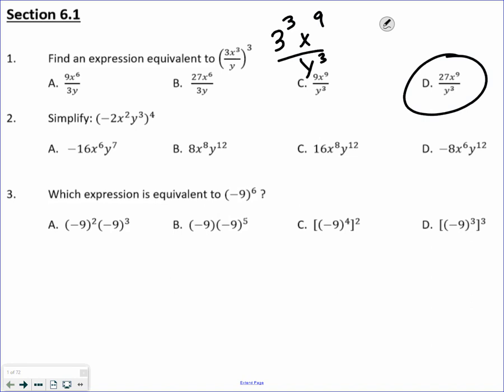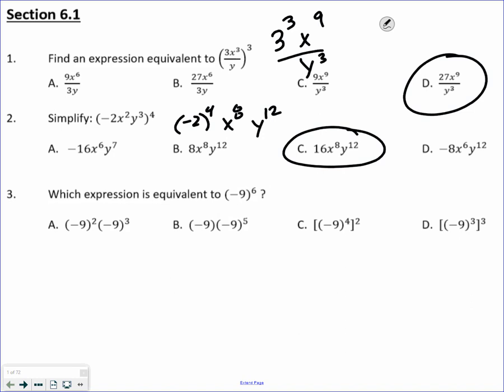Next one, again, everything inside the parenthesis, including the negative sign. So the negative 2 is being raised to the fourth, x to the eighth, y to the 12. Negative 2 to the fourth power is a positive 16, so do not be distracted there. Positive 16, x to the eighth, y to the 12.